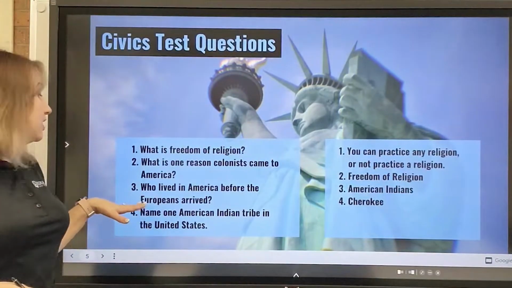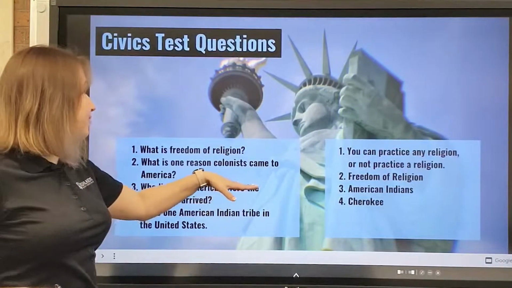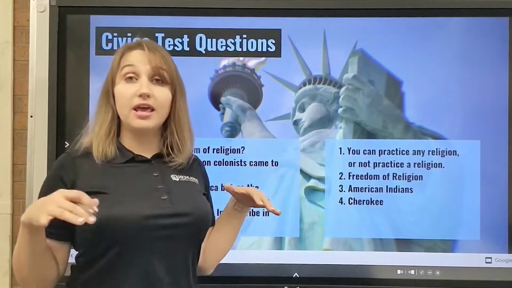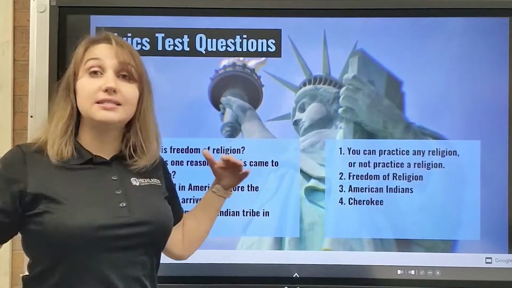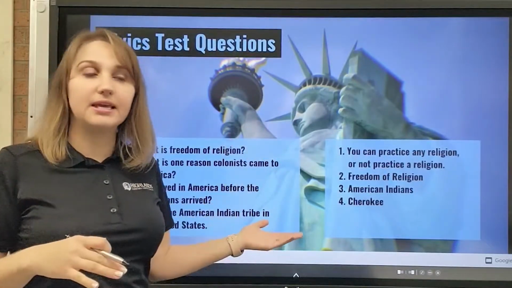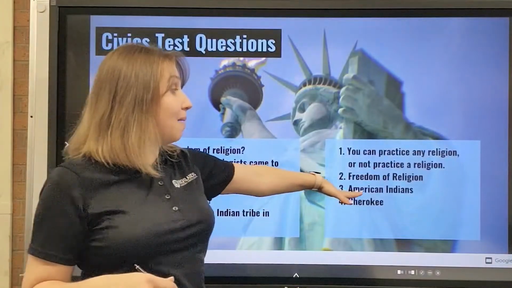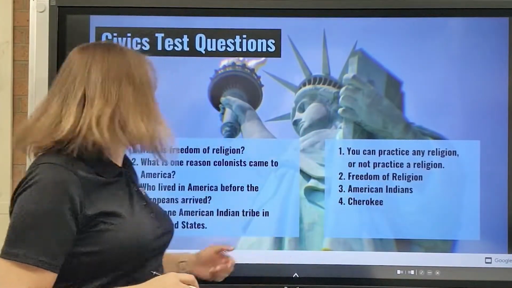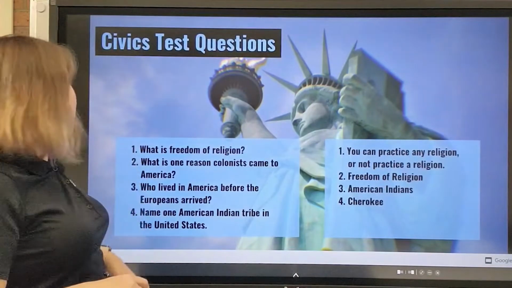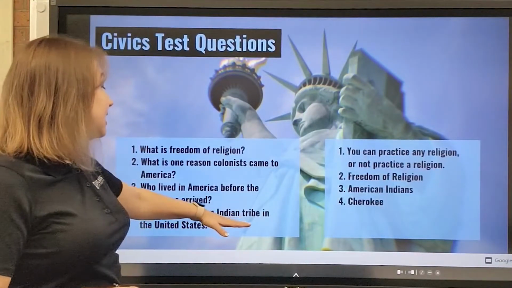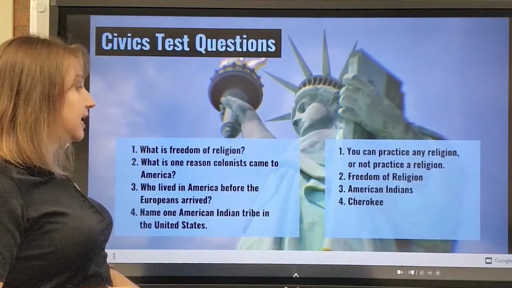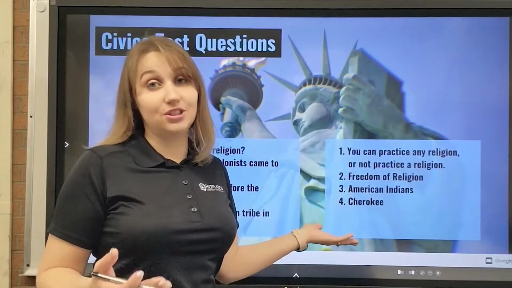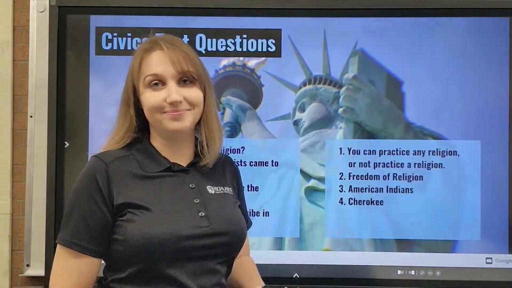The next question, who lived in America before the Europeans arrived? In other words, who lived on the US territory before the pilgrims came? And the answer is American Indians, those different tribes that we were talking about. And the last question, name one American Indian tribe in the United States. And the answer could be Cherokee, because we talked about that tribe before.